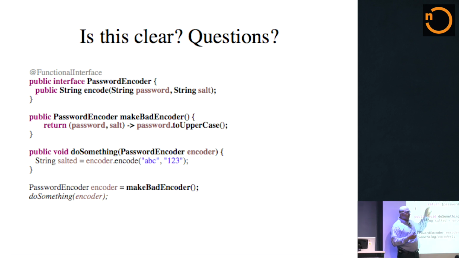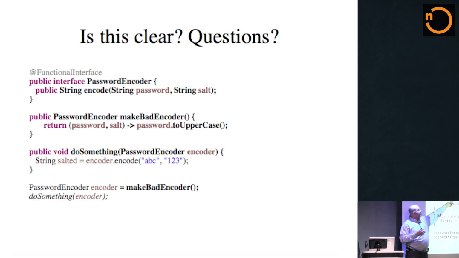Return new, I don't know, what's a popular one? SHA-512 password encoder or something, right? So that's what you would do in this case. Or return a bcrypt, new bcrypt, and you'll pass it the parameters. In this case, we're just actually returning the body of the object method there. Comments, questions? Does that clear it up for you?